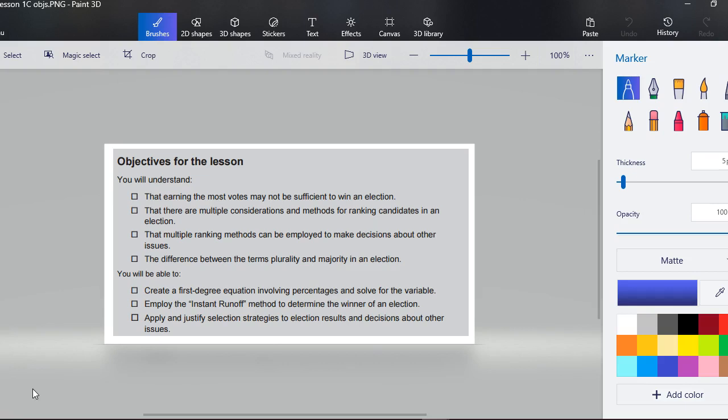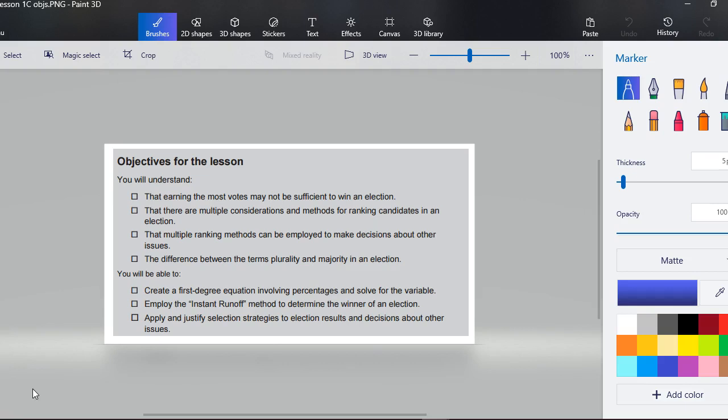Do note on the objectives, and you might want to underline some of these, like on the first one, the earning the most votes may not be sufficient to win an election. On the second bullet, multiple considerations and methods for ranking candidates are something we're going to look at. On the third bullet, multiple ranking methods can be employed to make decisions about other issues. Fourth bullet, I would underline plurality and majority to get those words rolling around in your mind.